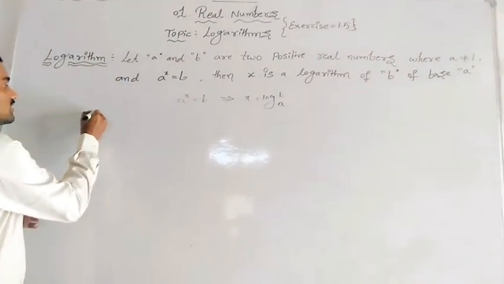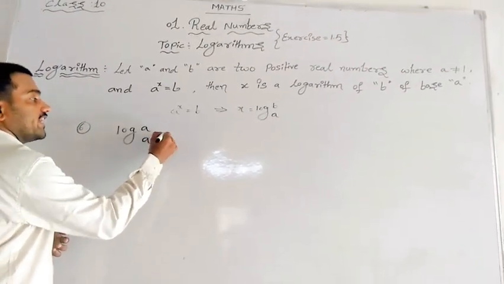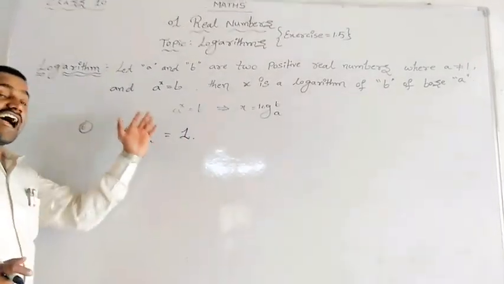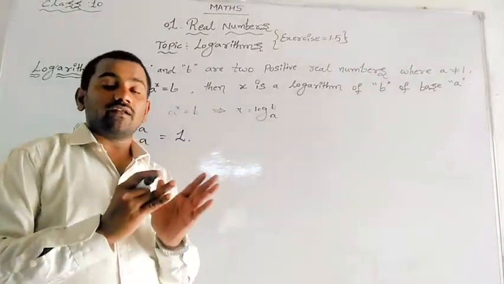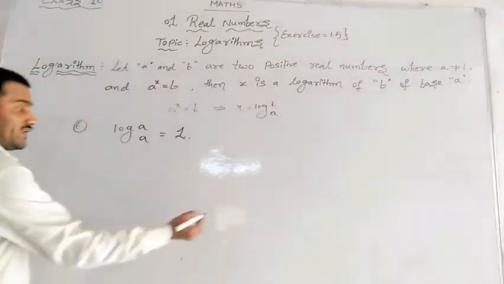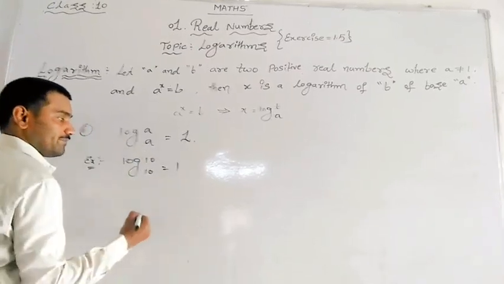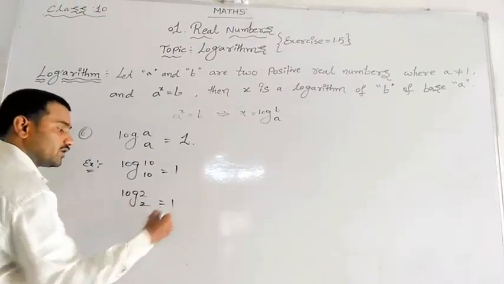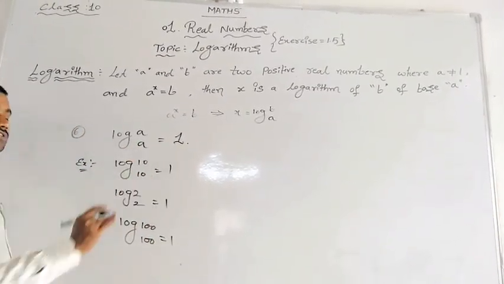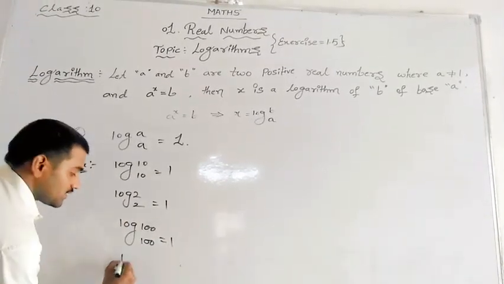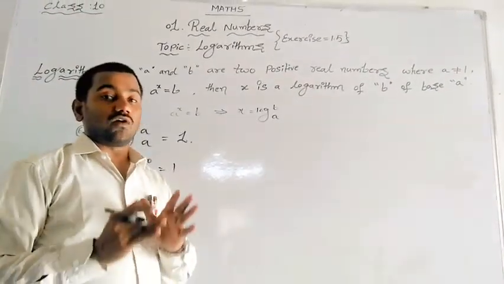Now the next one, the sixth formula, is that log a base a is always equal to 1. When the log value and base value are the same, it is always equal to 1. Log a base a equal to 1. For example, many times I have written this while solving problems: log 10 base 10 equal to 1, log 2 base 2 equal to 1, log 100 base 100 equal to 1. Whatever, when the log value and base value are the same, we get 1. See, log 5 base 5 equal to 1.